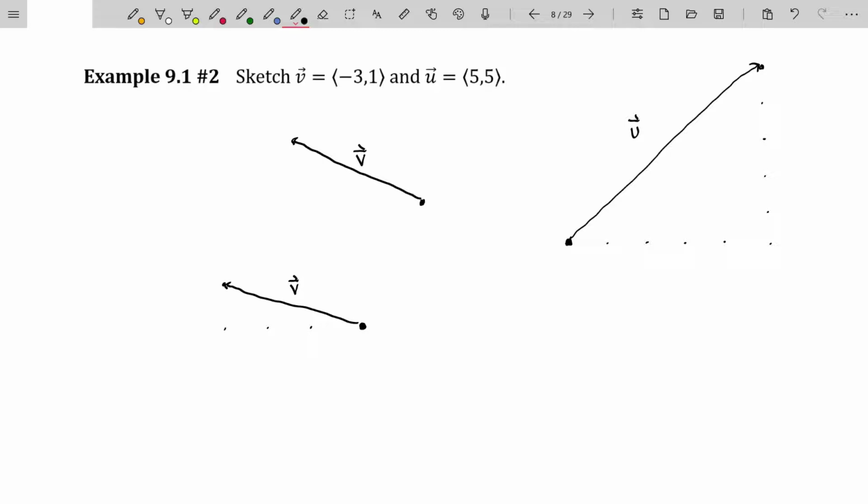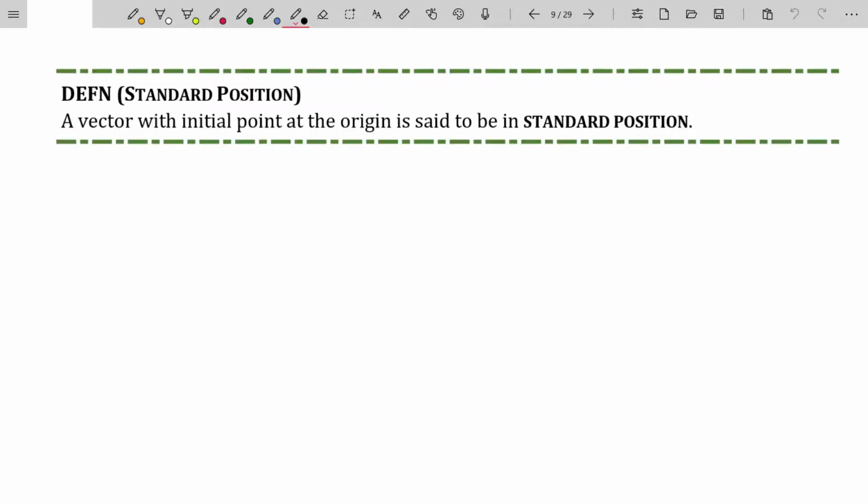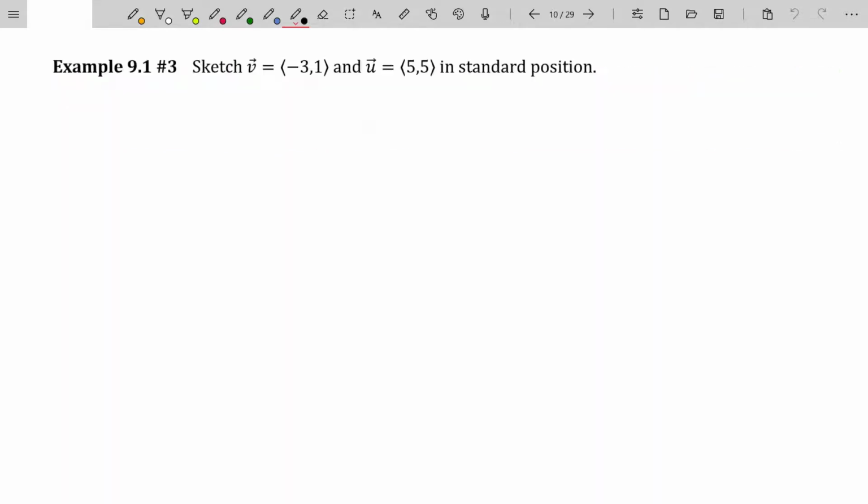And that brings us to the definition of standard position. A vector with an initial point at the origin is said to be in standard position. And this allows us to concretely lock down a vector. So I could say, no, don't graph the vector u, which is 5, 5. Don't graph that just anywhere. I want that graphed in standard position. There's only one vector that matches vector u that's graphed in standard position. That vector is 5, 5.